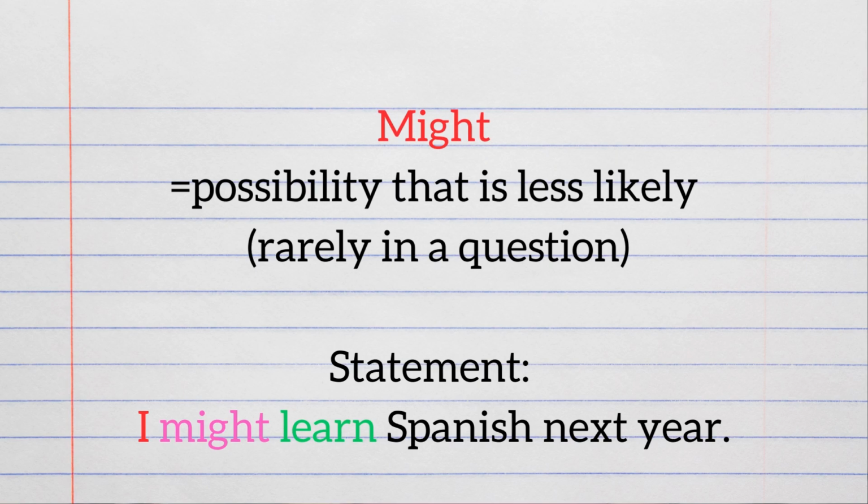We use might when there is a possibility, but it's less likely to happen. I might learn Spanish next year. I probably won't learn Spanish. There is a small possibility. That's when you can decide to use might. In American English, we don't use this in a question.